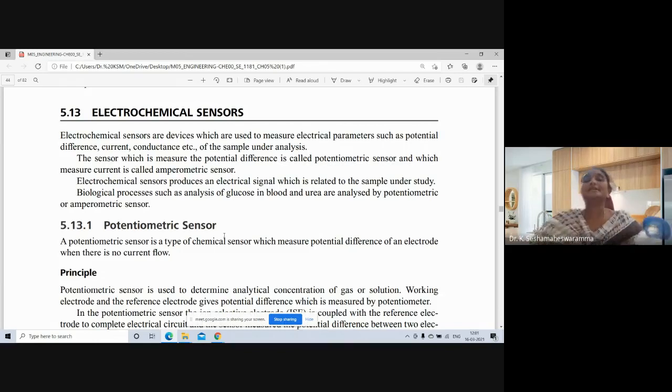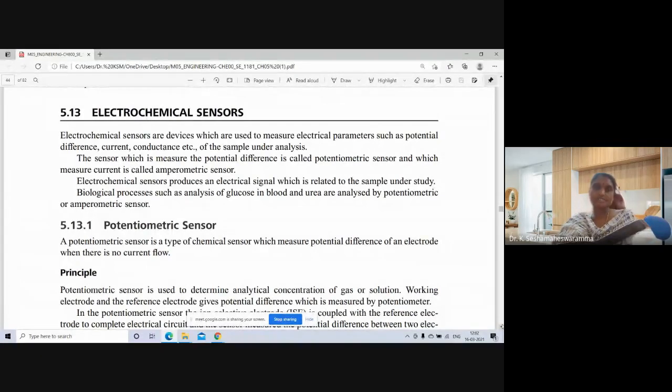Many sensors are there to determine not only glucose, not only uric acid, whatever it may be. In medicine, there are a lot of advantages, for heart stroke identification, everything. Many advantages are there.